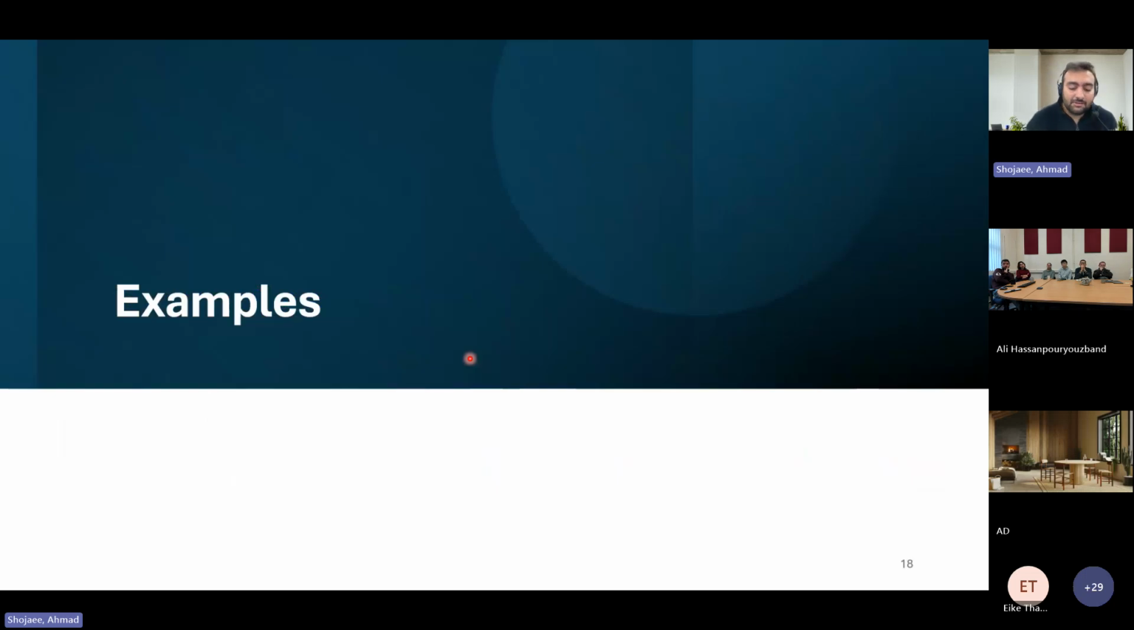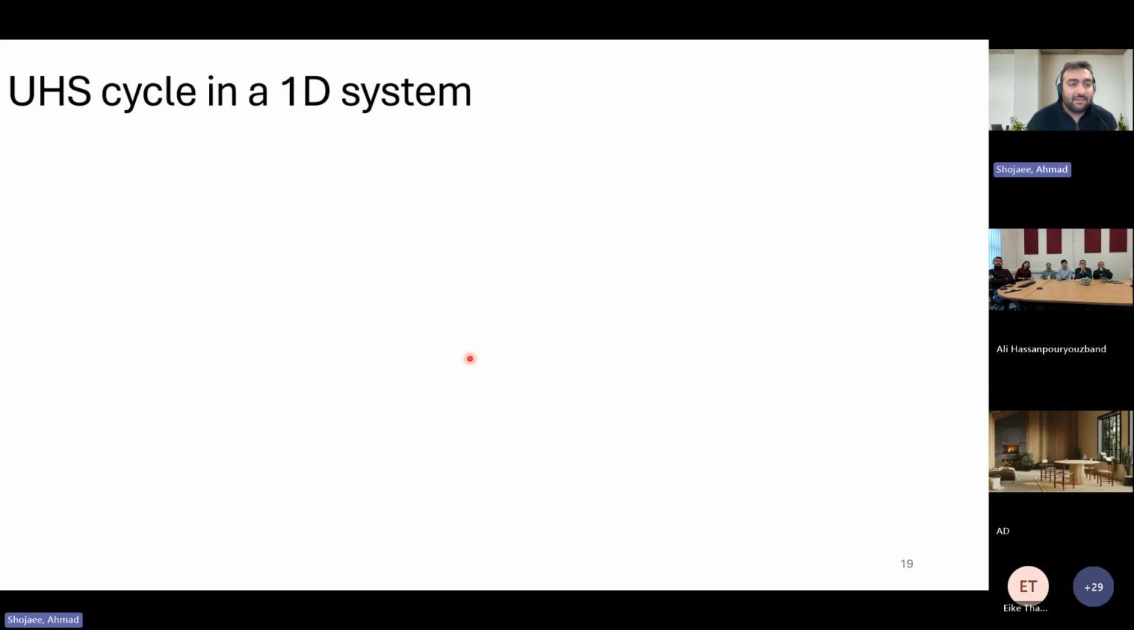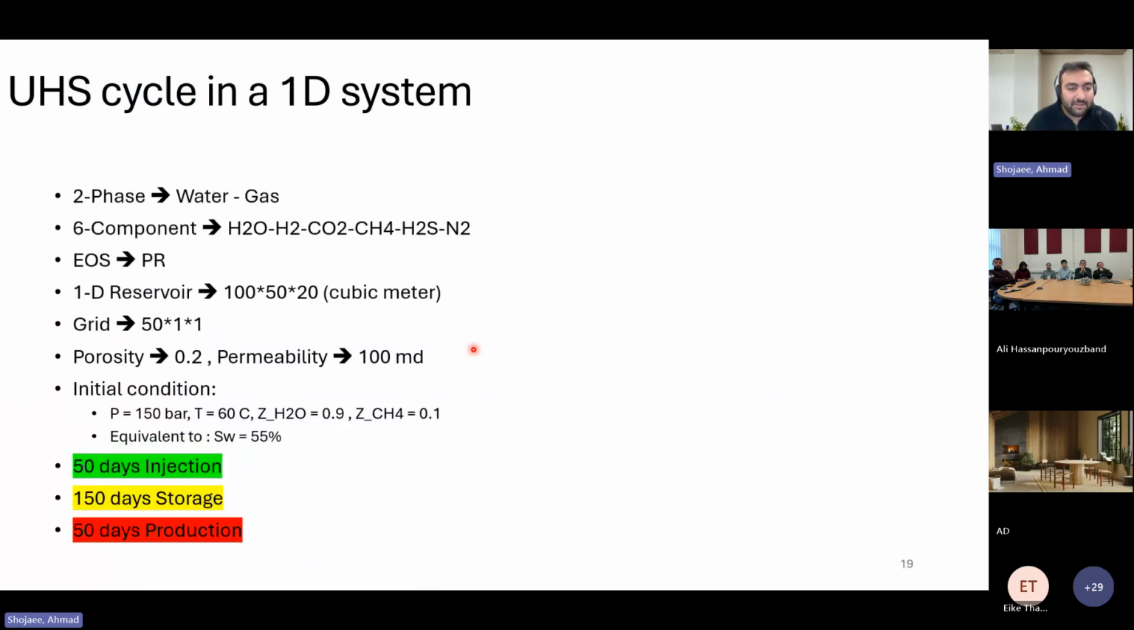After that, we can do some studies using that model. In this section, I'm going to show you some examples of using my model. We performed underground hydrogen storage in a 1D system. Again, assuming a two-phase water-gas system, in the model we define 6 components: water, hydrogen, CO2, methane, H2S, and nitrogen. The injection scenario is 50 days of hydrogen injection, 150 days of shut-in, and 50 days of back production.